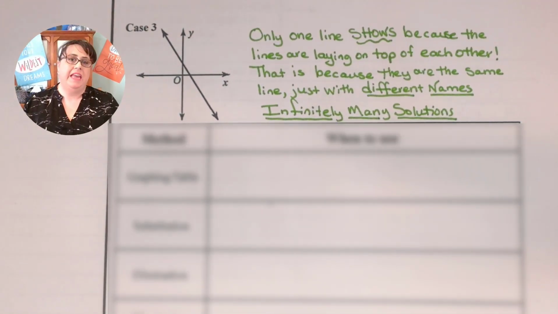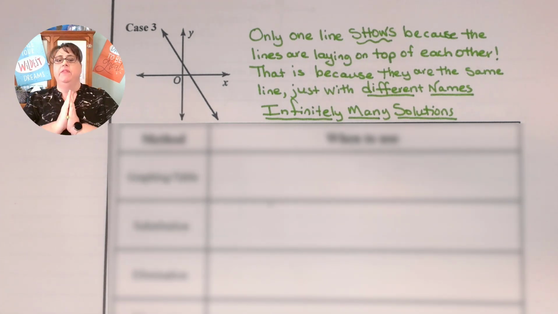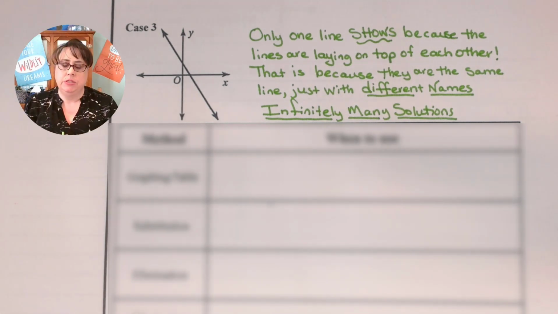So then we have case three. Only one line shows because the lines are laying on top of each other. And that is because they are the same line just with different names. It's like having a nickname and then the name your parent calls you when you're in trouble. They have infinitely many solutions.